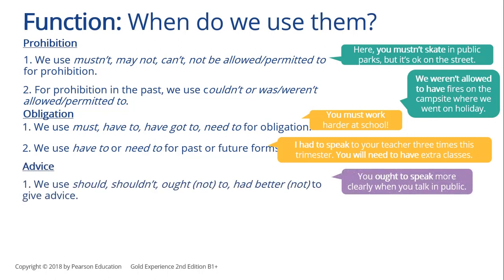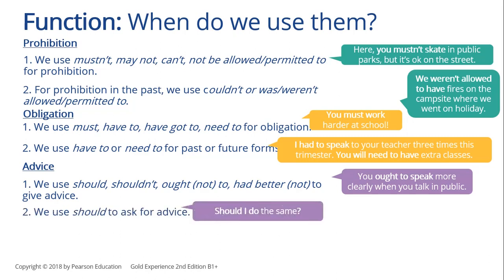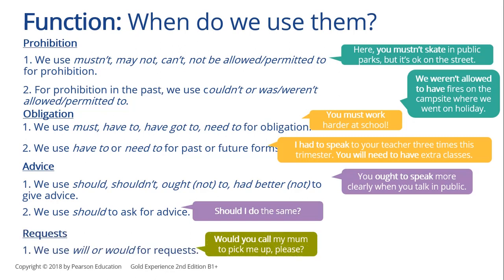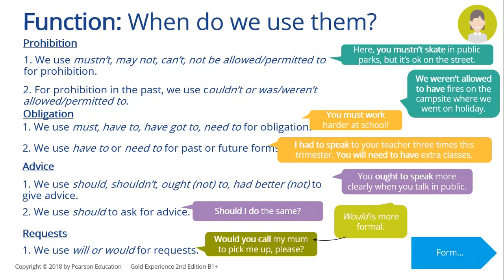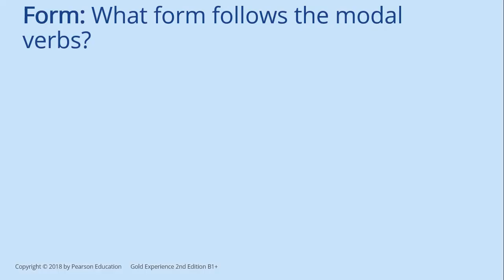We use should, shouldn't, ought not to, had better not to give advice. We use should to ask for advice. And we use will or would for requests. Would sounds more formal. Alright, we've had a look at the use. Let's have a look at the verb.